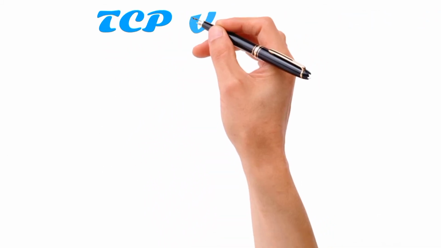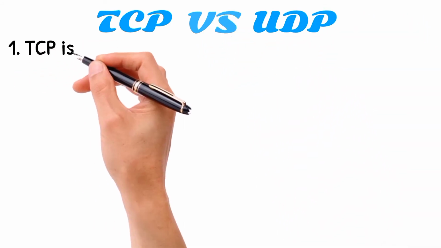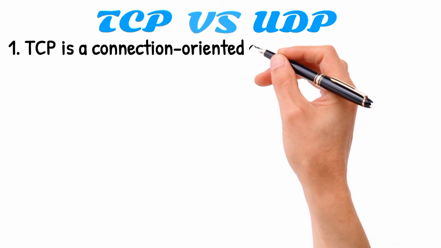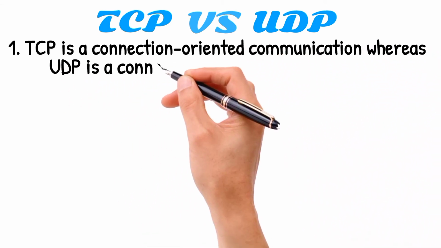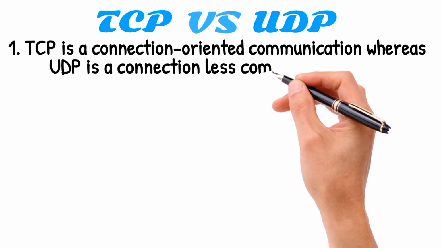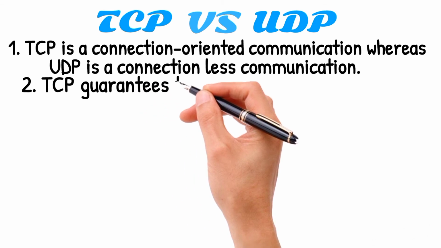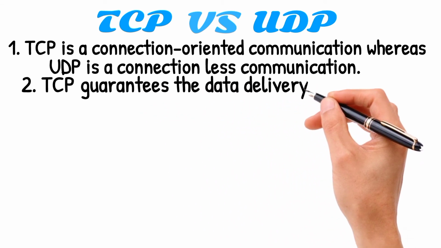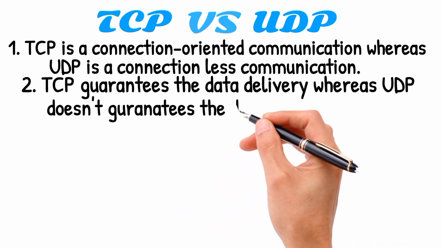Difference between TCP and UDP. TCP is a connection-oriented communication, which means that it establishes a session before sending data to the receiver, whereas UDP is a connectionless communication, that is, it does not establish a session before sending data to the receiver.